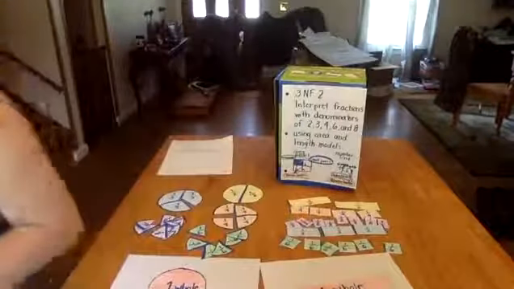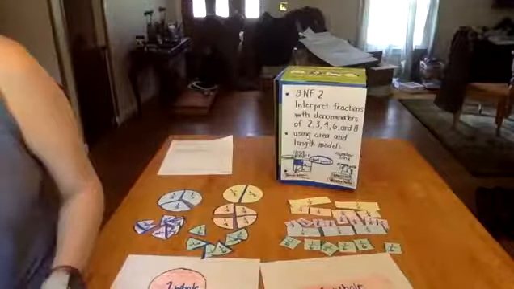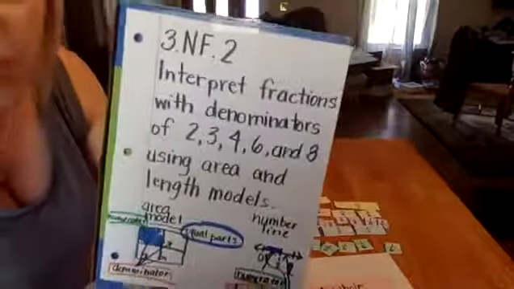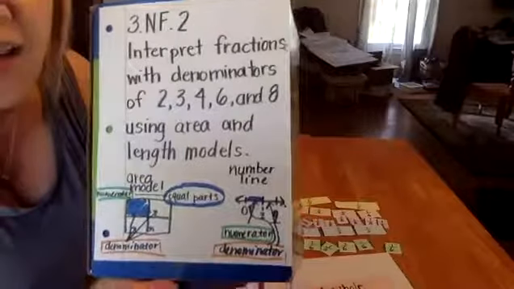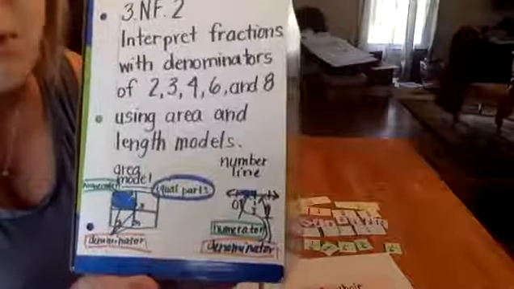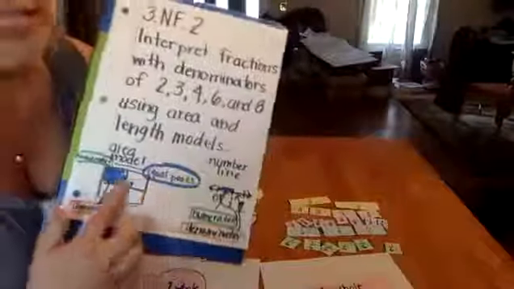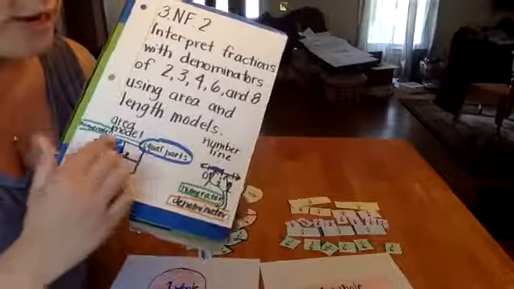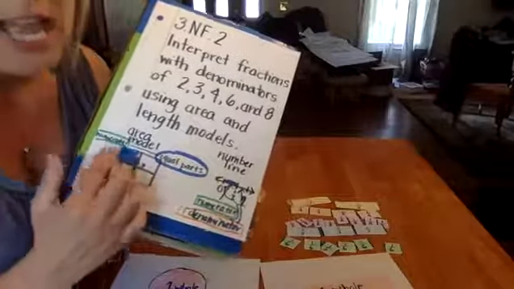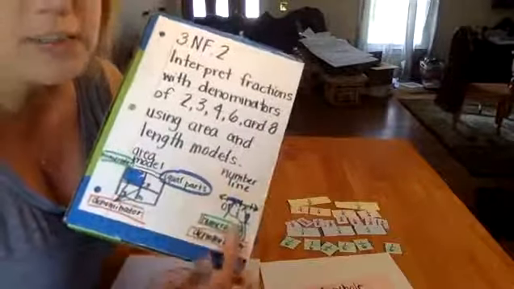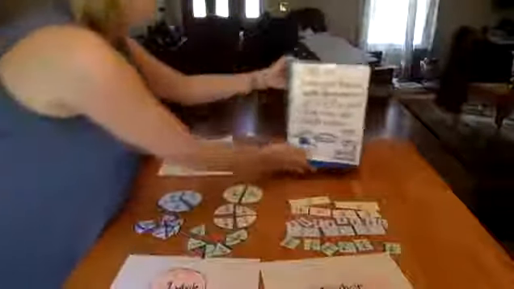Good job. All right. So guys, we're continuing our work in fractions where we are interpreting fractions with denominators of halves, thirds, fourths, sixths, and eighths using area and length models. An area model is like a drawing, a rectangular array kind of. The numerator is the equal parts we're talking about, and the denominator is all the equal parts, okay? And then a length model is just our number line, okay? So we have a story today. I'm going to show it to you.